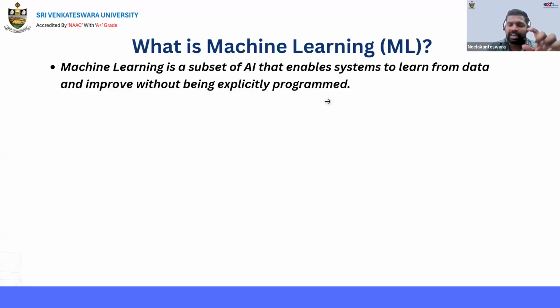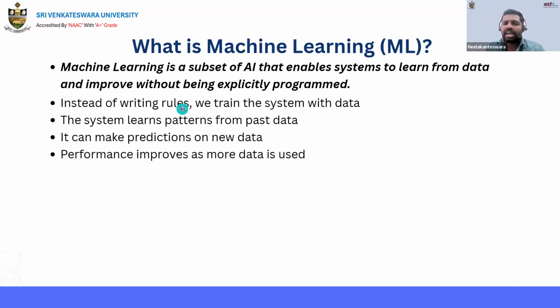In traditional programming, we give input and a set of instructions to the system, and the system gives the output. But with machine learning, we give the input and the output. The machine learning learns the relationship between input and output, and it can generate the patterns or the program. That is machine learning. Here, instead of writing rules, we train the system with data, and the system learns the patterns from the data we provided, and it makes predictions on new data. That is nothing but machine learning.